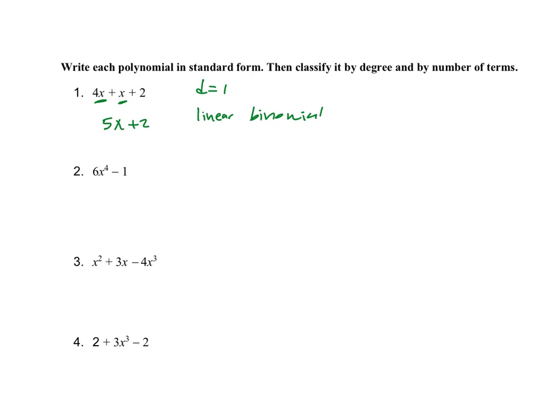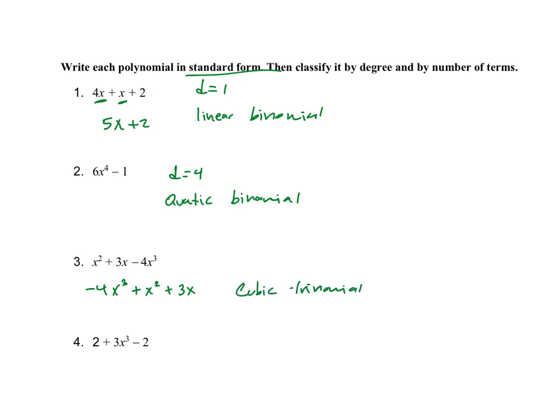Okay? Now, the second one, I don't have any like terms. My degree is 4, so that means that this is a quartic binomial. Right? The next one, again, I have 3 terms. There's no like terms, so I'm going to rearrange them to write it in standard form. So that negative 4x cubed should be first, then x squared plus 3x. And this one is a cubic trinomial. Remember that the degree here is 3.